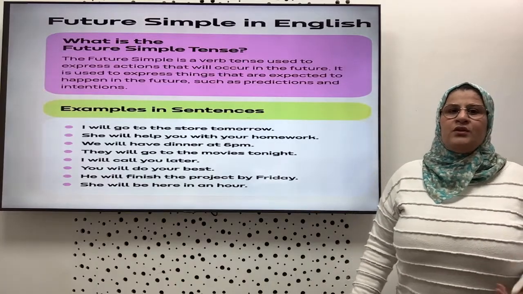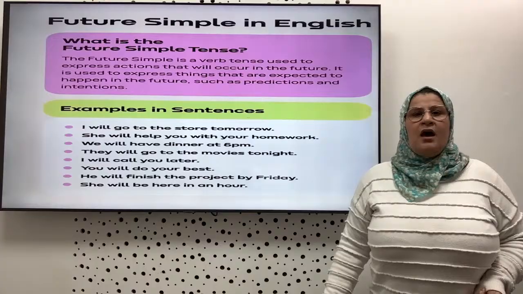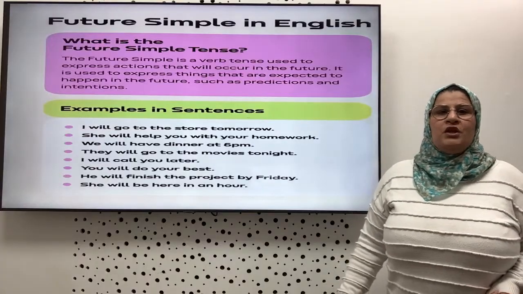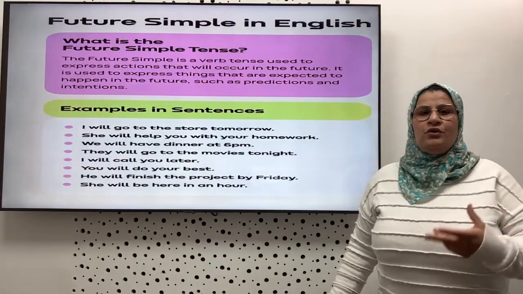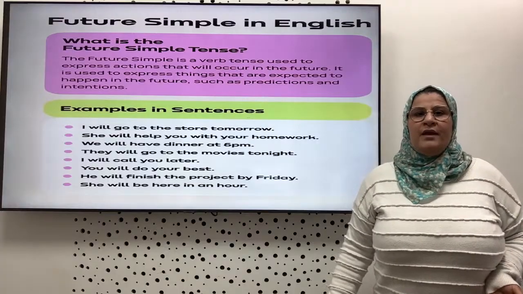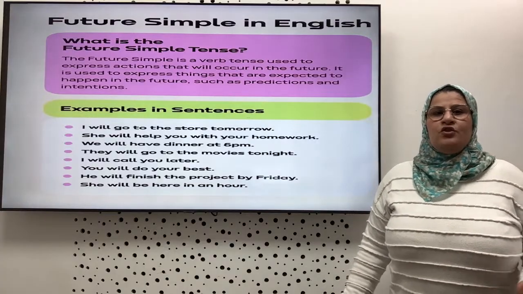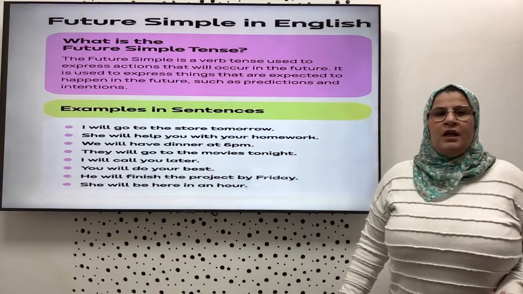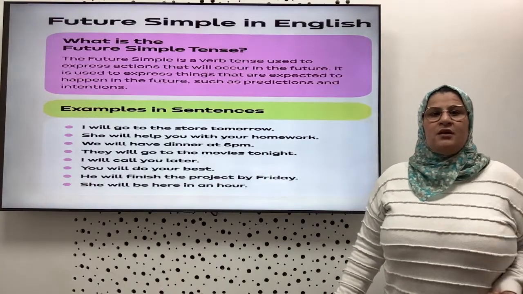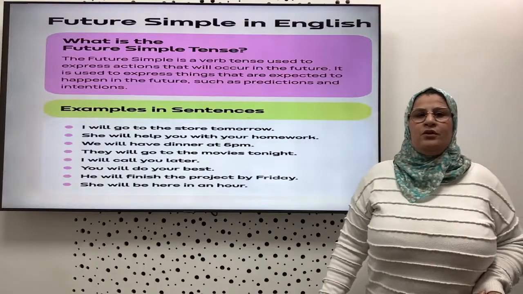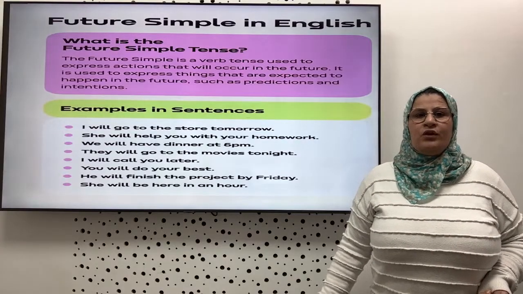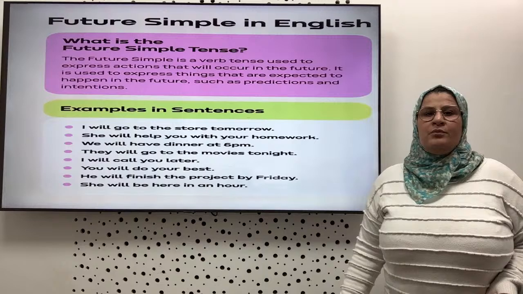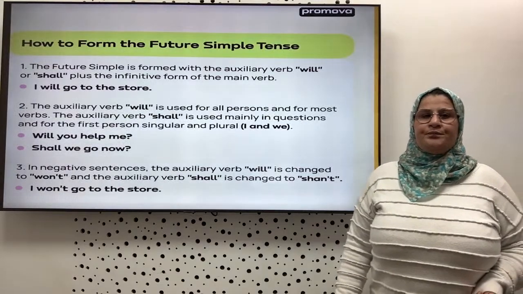Here are some examples in sentences. I will go to the store tomorrow. She will help you with your homework. We will have dinner at 6 p.m. They will go to the movie tonight. I will call you later. You will do your best. Also, he will finish the project by Friday and she will be here in an hour.